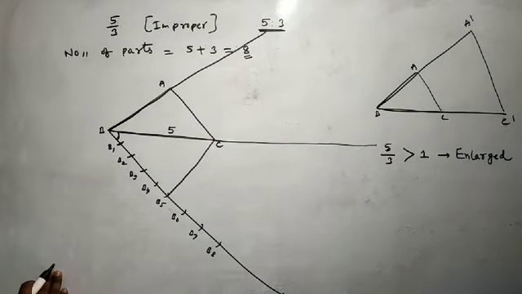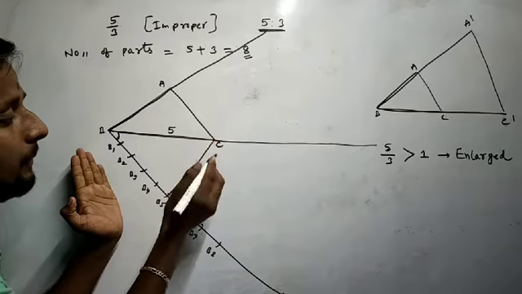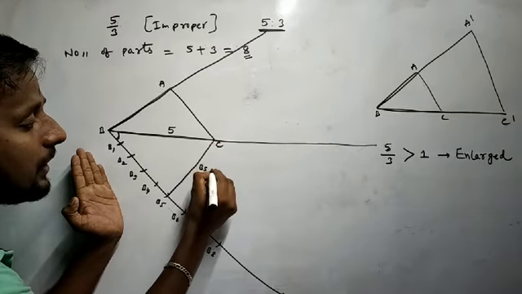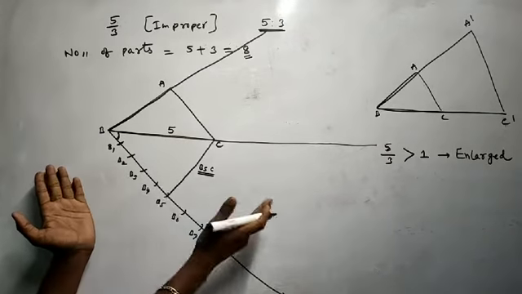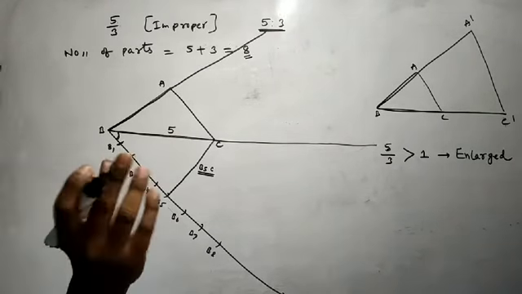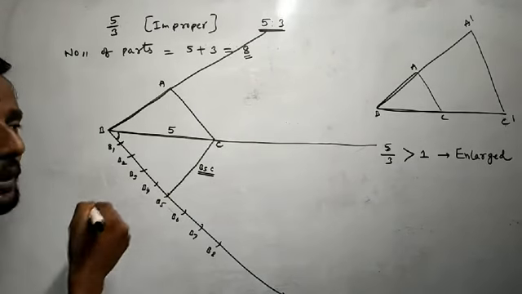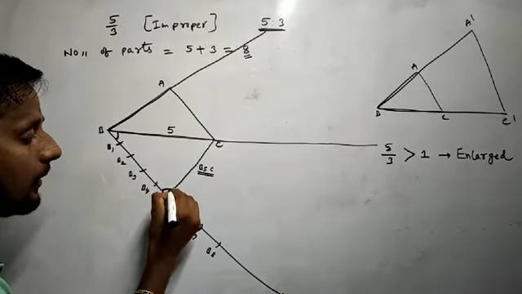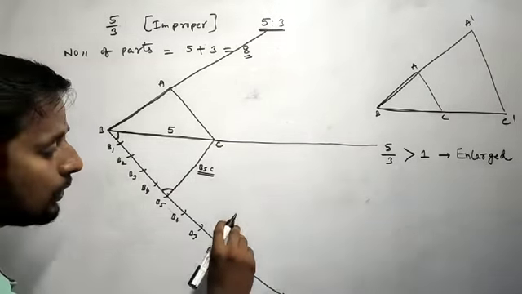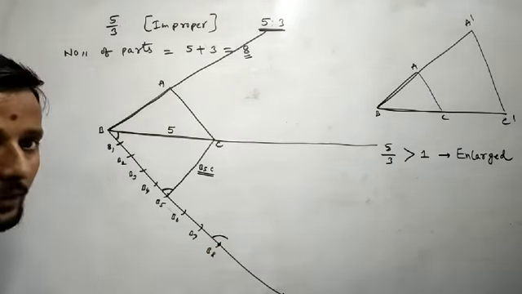Okay, extend BA. Now to draw a parallel line for B5C, we can do it in two ways. By using a set square we can draw a parallel line, or else take your compass, put B5 as the center, and make an arc here. Then with the same radius, do the arc here also, with B8 as the center.